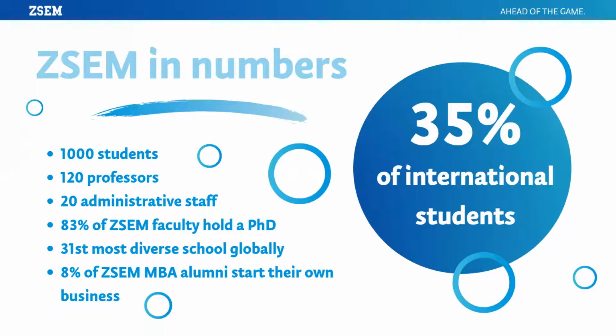So ZSCM in numbers. Well, ZSCM is a rather small faculty. We have about 1,000 students, 120 professors, and 20 administrative staff. However, 83% of ZSCM faculty hold a PhD. We are proclaimed the 31st most diverse school globally in terms of gender equality and the percentage of international staff. And 8% of ZSCM MBA alumni start their own business, which is above average because the average is 5%. And 35% of our students are international.